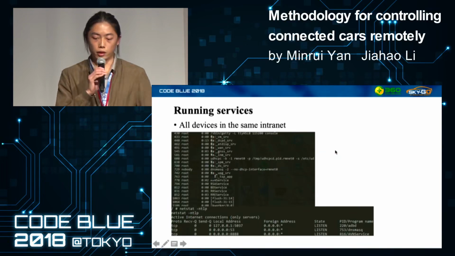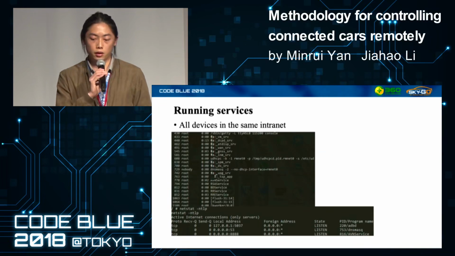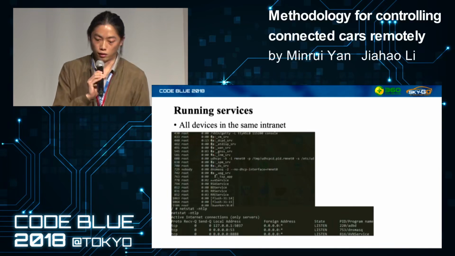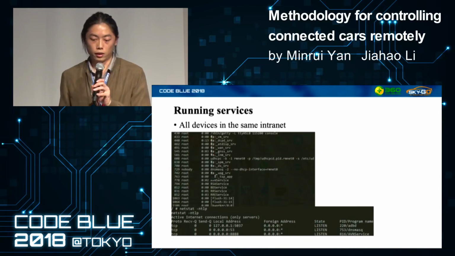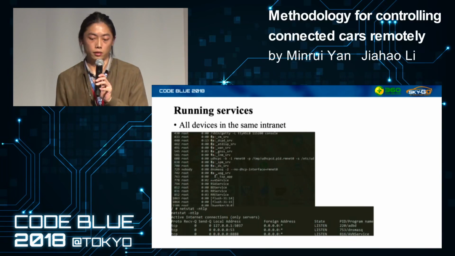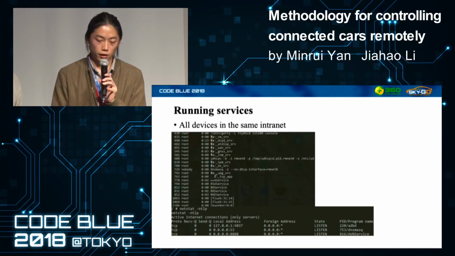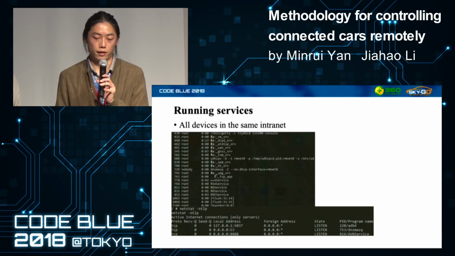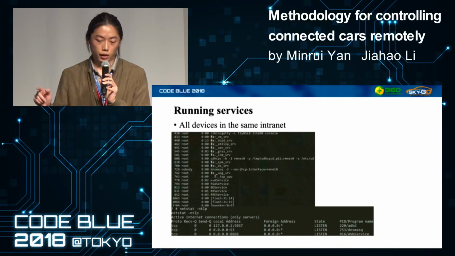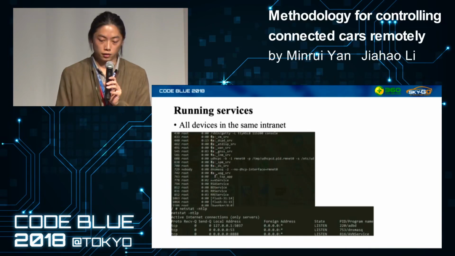In this image, we could find some services running and listening on 0.0.0.0. As previously mentioned, all devices are in the same intranet, not internet, intranet. It means you have access to connect to their services via APN. In other words, you can attack other T-boxes in the same intranet.